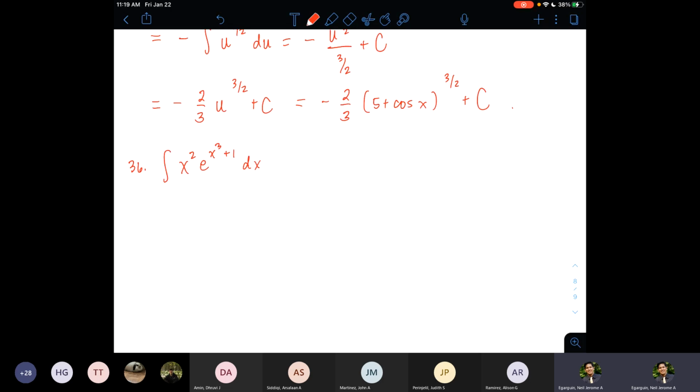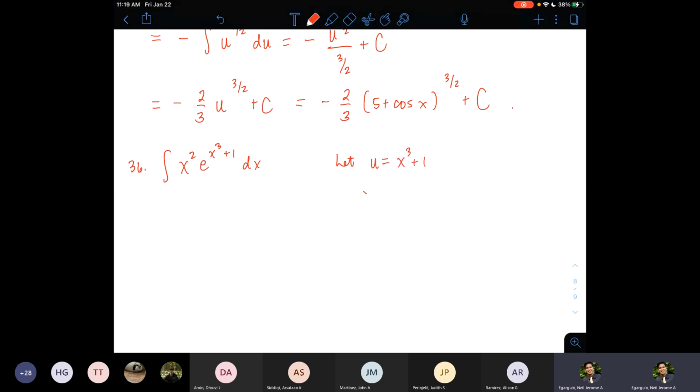So problem 36 again, a product involving an exponential, but it doesn't matter. We can apply the same principle we used earlier. So I let u to be equal to what? The more complicated function seems to be the exponential one, but I cannot let u be equal to e to the x cubed plus 1 because that will require a complicated differential. So I'll start by checking if letting u equals x cubed plus 1 will help.